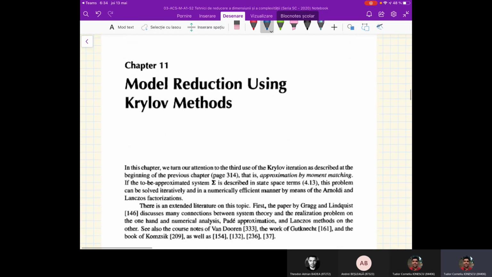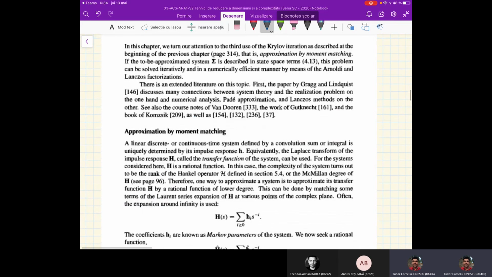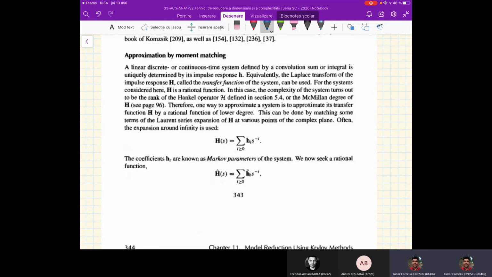All right. Now, how do we use these methods for model order reduction? We are going to talk about approximation through moment matching. And here is the definition of the moments.